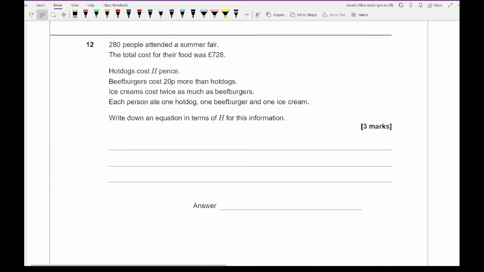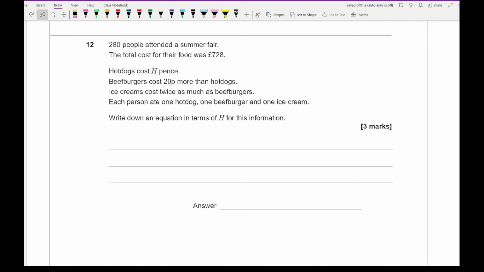So moving on to our last question, question 12, it says 280 people attended a summer fair. The total cost of their food was £728. It says that the cost of a hot dog was H pence, beef burgers were 20p more than a hot dog, and ice cream cost twice as much as beef burgers. Each person ate 1 hot dog, 1 beef burger, and 1 ice cream. Write an equation for this.